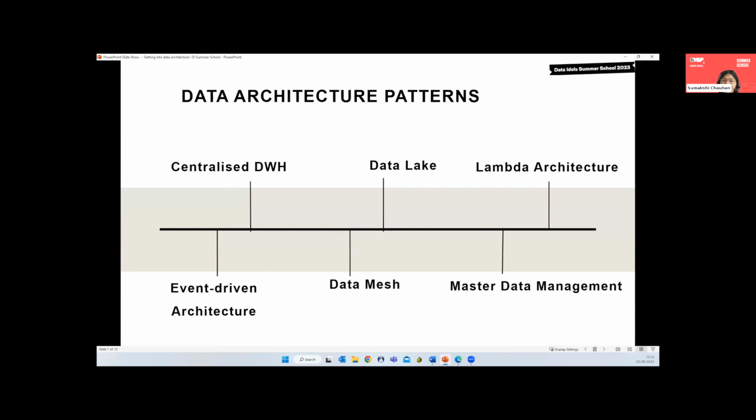Again, data architecture patterns are standardized and proven solutions for organizing, managing, processing, and storing data within an organization. These patterns help us address common data-related challenges. They also help us bring in consistency, scalability, and reusability in a data architecture.